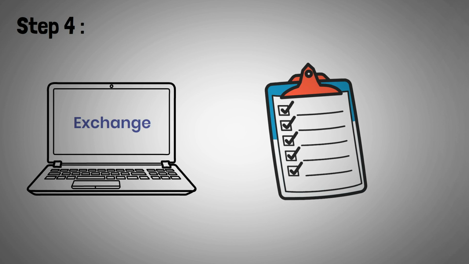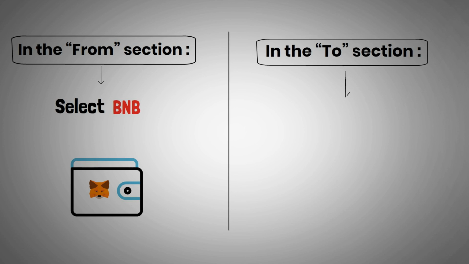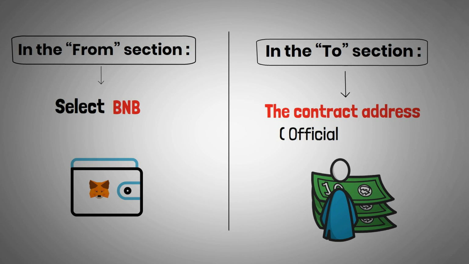Step 4. After leading to the exchange section, there are certain options which should be filled to successfully execute a transaction. In the From section, you should select BNB, as you have bought it and shifted it across to the MetaMask wallet for purchasing the tokens. In the To section, the contract address of the project that you want to invest in needs to be put in. This contract address can be retrieved from their official website.